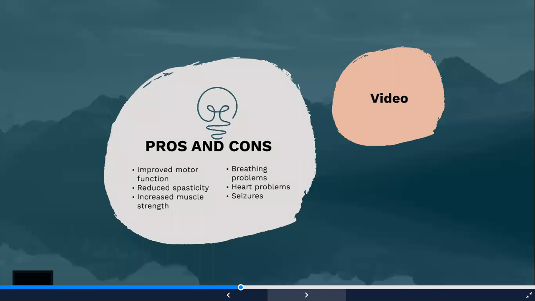Pros and cons. Pros: improve motor function, reduce spasticity, increase muscular strength. Cons: breathing problems, heart problems, seizures.